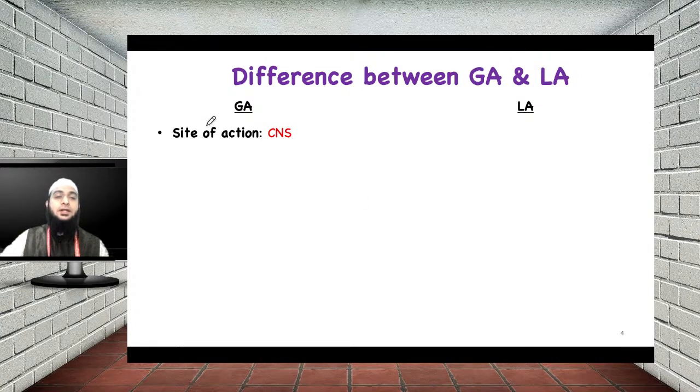The first parameter is the site of action. We know that general anesthetics act on the central nervous system, so the drug has to be lipid soluble, and it has to reach the brain in order to produce the pharmacological action. So the site of action here is the CNS, whereas in case of local anesthetics it is the peripheral nerves. It produces effects only on the peripheral nerves. There is no need for the drug to reach the central nervous system. So the site of action is different. For general anesthetics it is the CNS, whereas for local anesthetics these are the peripheral nerves present at the site of application. This is the first difference.